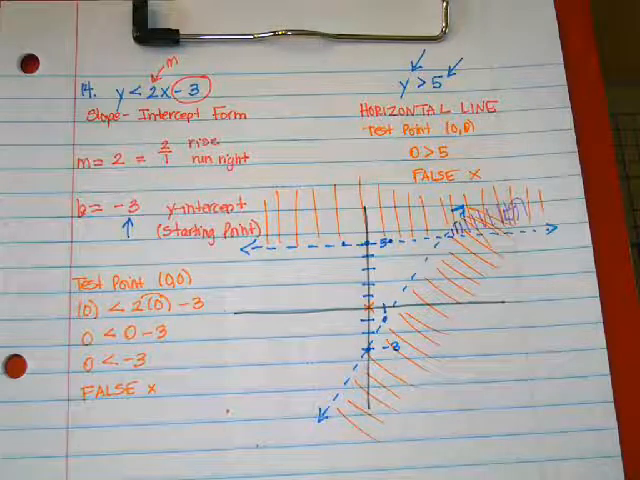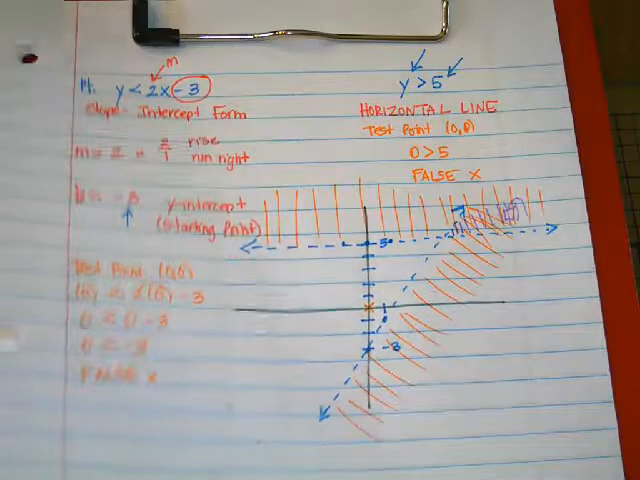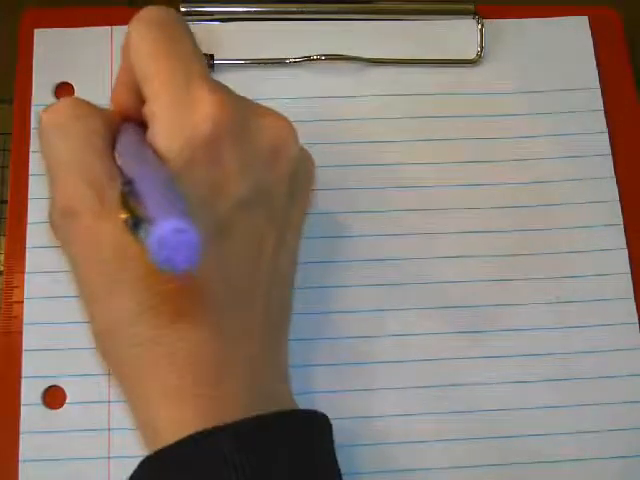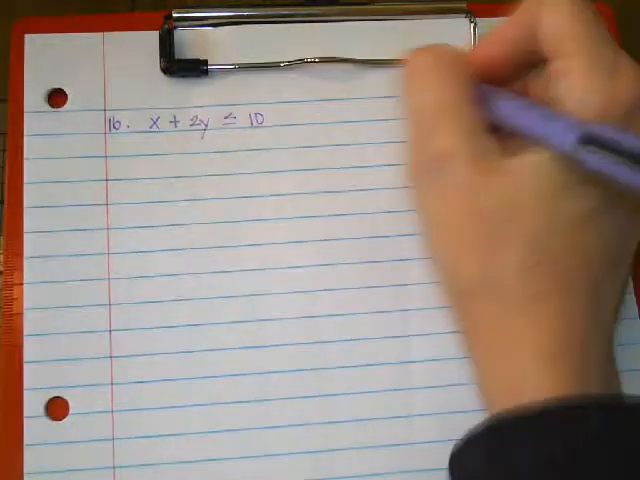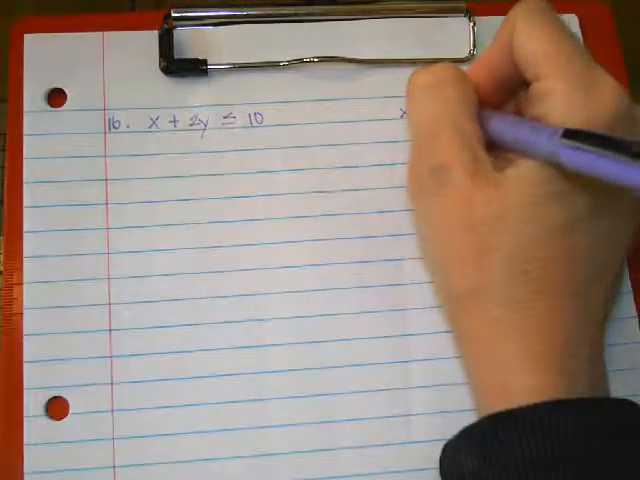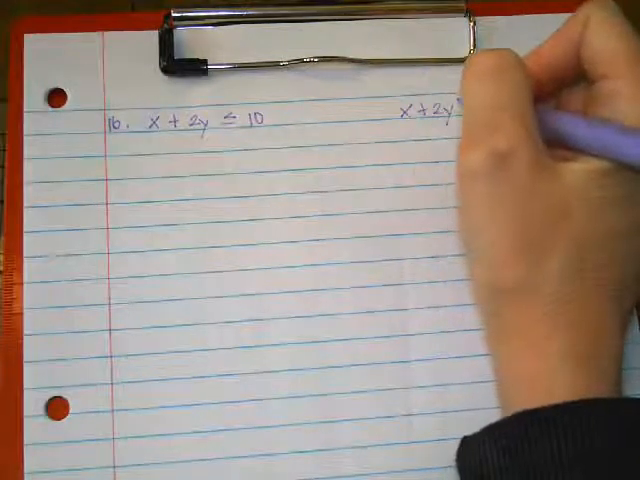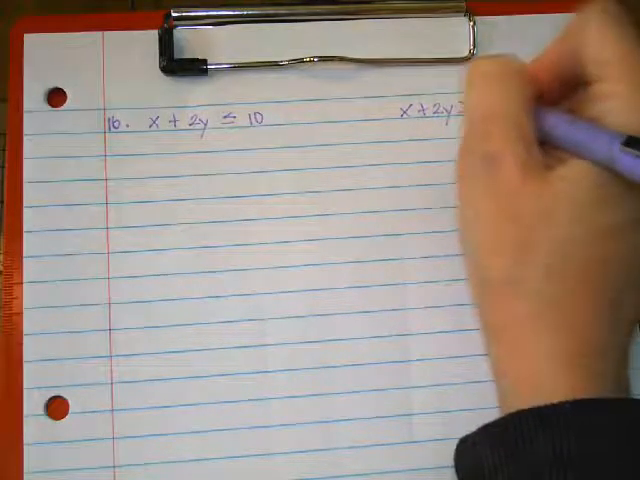All right, so we're going to do one last final question. We're going to do question number 16, and then we'll be done for this lesson. All right, so here we go. Question number 16, still on that same page, 403. We're going to do x plus 2y is less than or equal to 10. And we're going to do x plus 2y is greater than or equal to 9.